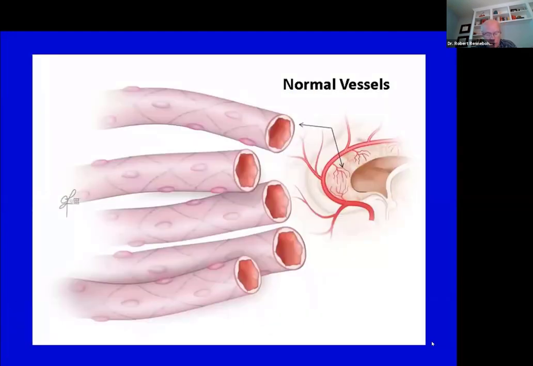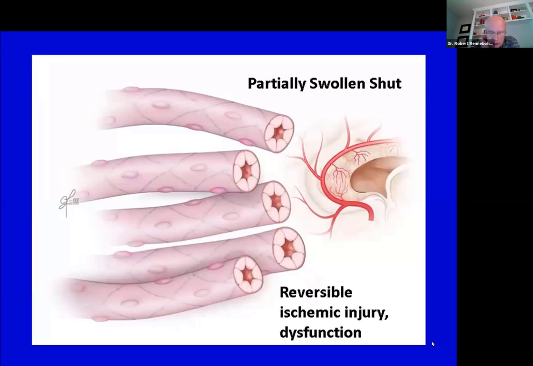This is a drawing of a normal microvascular network perfusing the genu of the corpus callosum with its normal endothelial cells and wide open lumens providing normal blood flow. Here are vessels that have become partially swollen, leading to ischemic injury to that part of the callosum they perfuse. This ischemic injury leads to at least temporary dysfunction. The injury and dysfunction are potentially reversible if the endothelial swelling is reversed before permanent harm occurs.